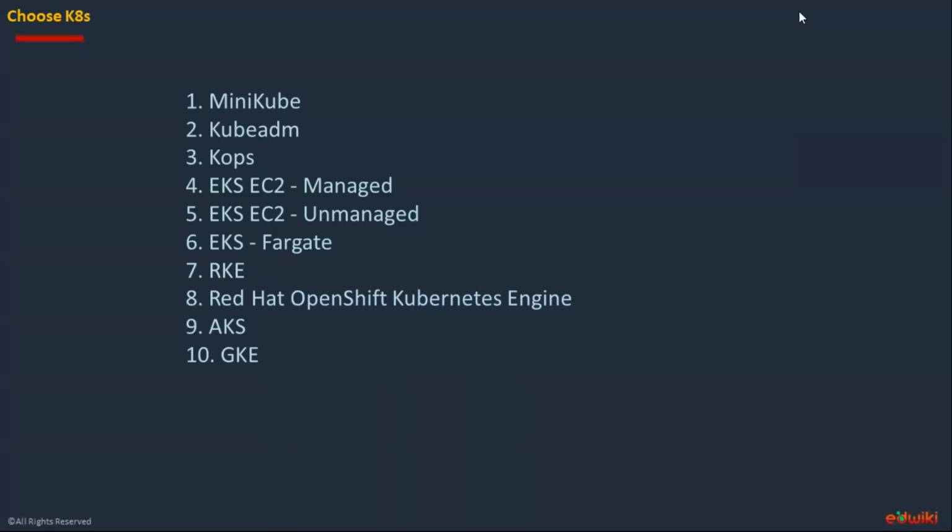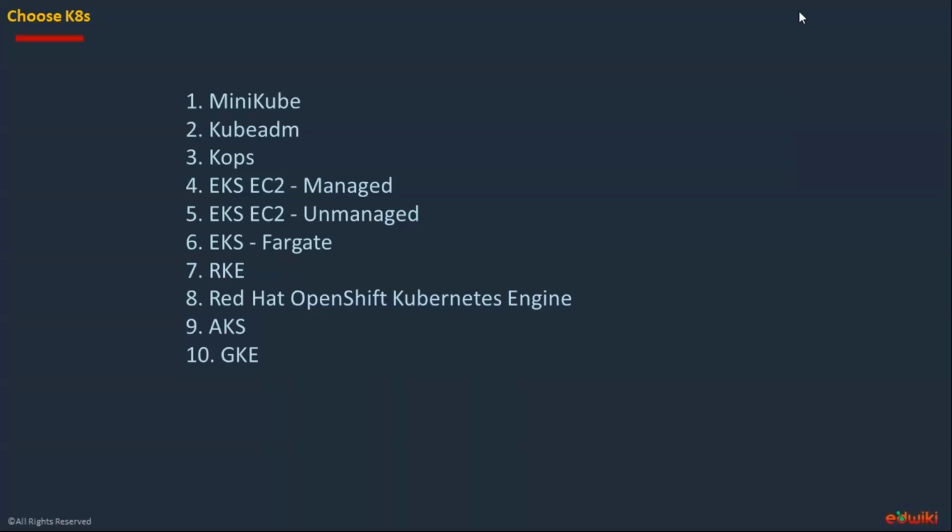RKE is another Kubernetes engine, which is a product of Rancher. There is another product called Rancher, and Rancher has its own Kubernetes engine. It's again, as I said, Kubernetes only. Since Kubernetes is open source, everyone can take that Kubernetes and build their own wrapper out of it.